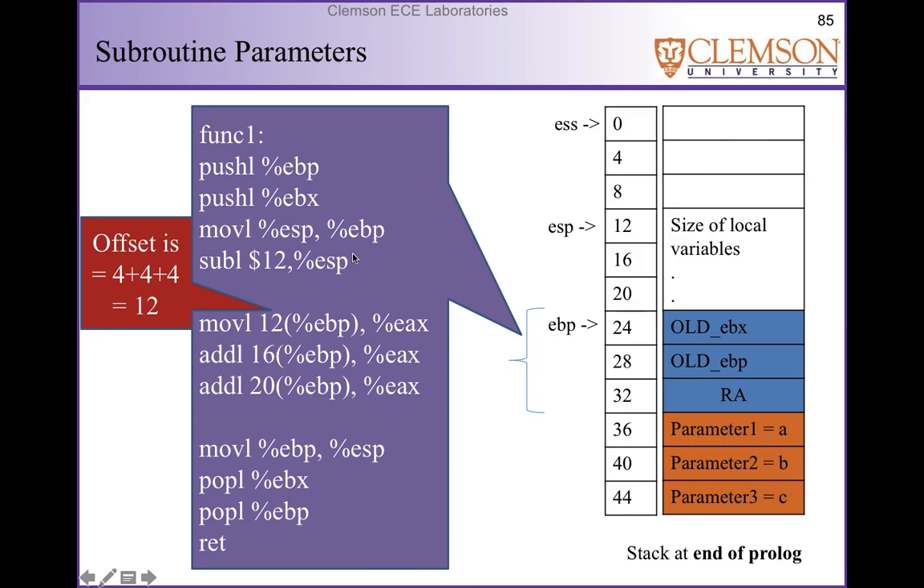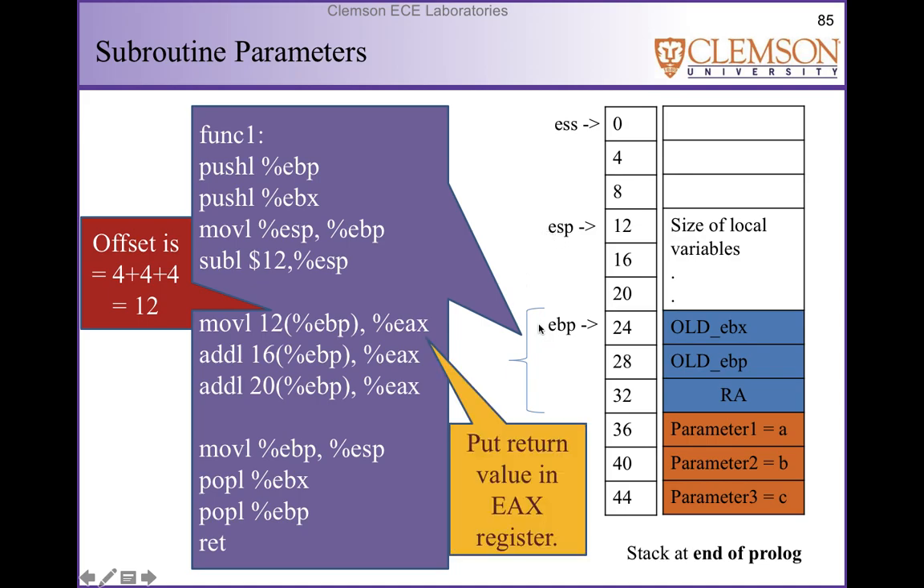After that, in this example, we don't really need local variables. Anyways, so your ESP is like right here. You move the EBP, where the EBP is pointing to. So you move 24 into ESP, which makes the ESP point here. And then you pop the old EBX into EBX, the old EBP into EBP, and then boom, you're pointing to the return address. Voila, you're done.